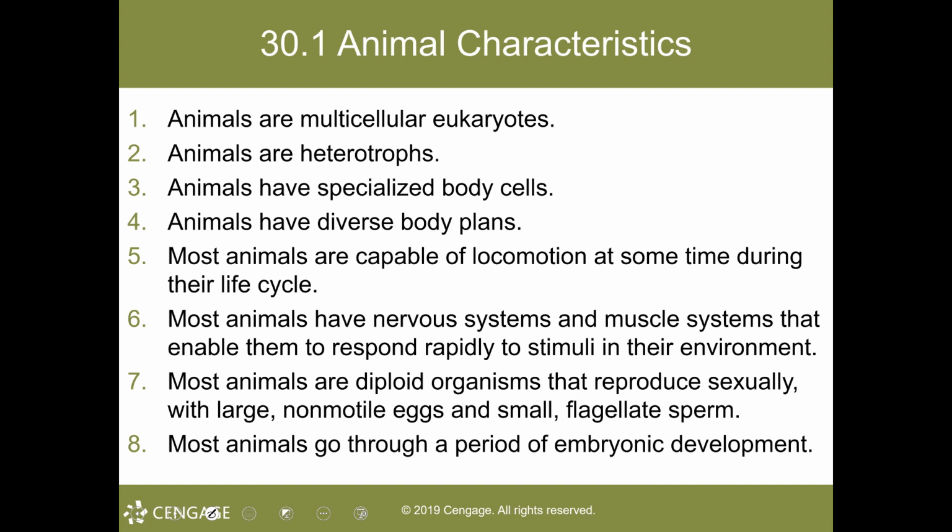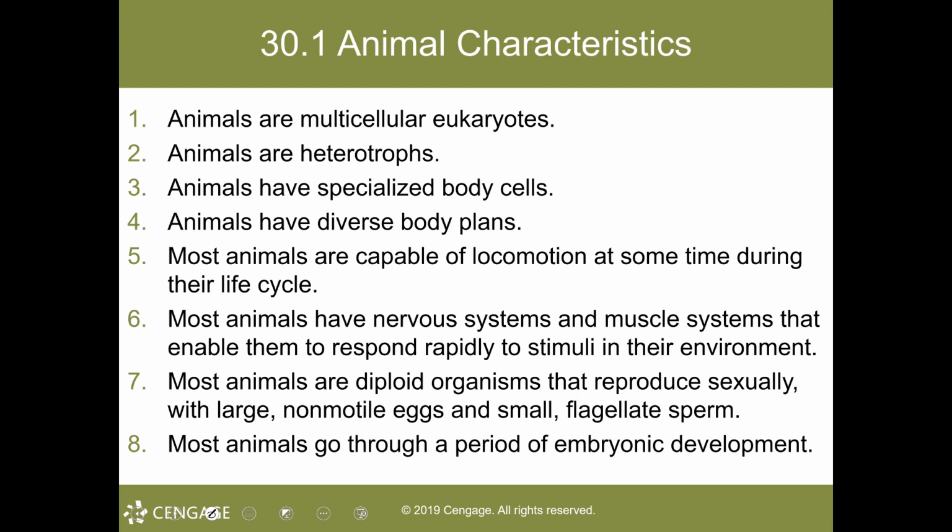Next up, animals are heterotrophs, relying on producers for raw materials and energy. Animals ingest, then digest within the digestive system. So we can't produce our own energy, as plants do. Next up, cells comprise the body, and they are specialized to perform a specific function.